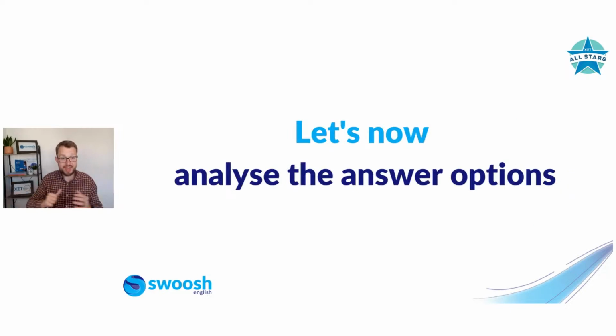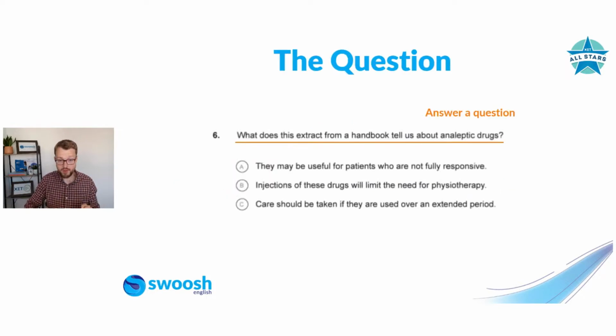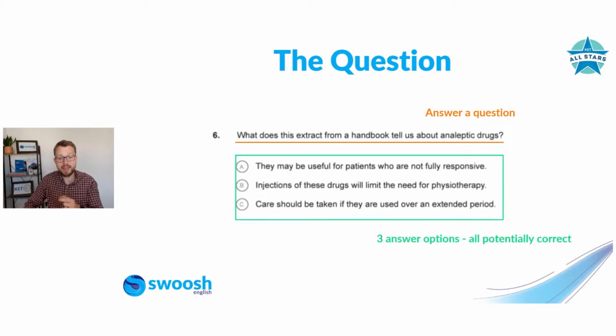So once we've analyzed the topic sentences and we've analyzed the headings, we should now move on to analyzing the answer options. Here is an example question. We have number 6. It says, what does this extract from a handbook tell us about analeptic drugs? So we're answering a question here. What does this extract from a handbook tell us about analeptic drugs? And then we have 3 answer options.